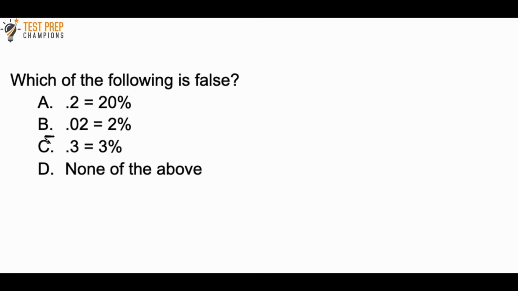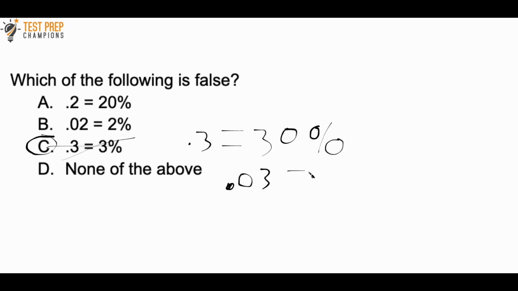So the correct answer here is C. Now why is C false? Well, 0.3 equals 30%. So this one is false because 0.3 equals 30%. So if you look at answer choices A and B, we see that these are both correct. 0.2 equals 20% and 0.02 equals 2%. So again, C is false here because 0.3 equals 30%. Now, what is equal to 3%? 0.03 equals 3%.